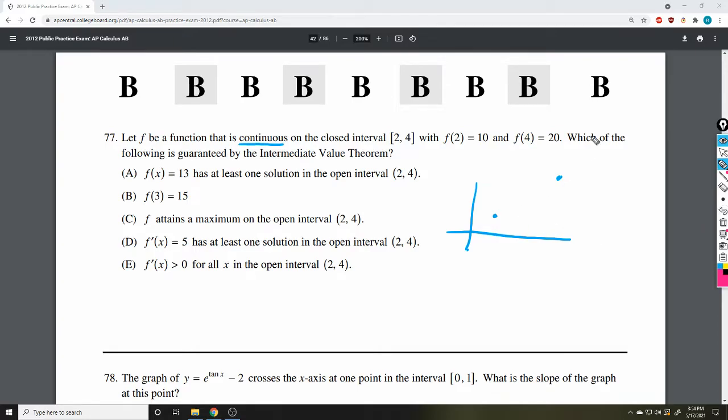If I'm going from the first floor to the fourth floor, then I have to at some point hit the third floor and pass through it. So if I start at 10 and end at 20, at some point I had to have gone through 13. Part D is what the mean value theorem says, if it's differentiable, by the way. This would be mean value theorem. Intermediate value theorem just says that we hit every value in between if we're continuous.